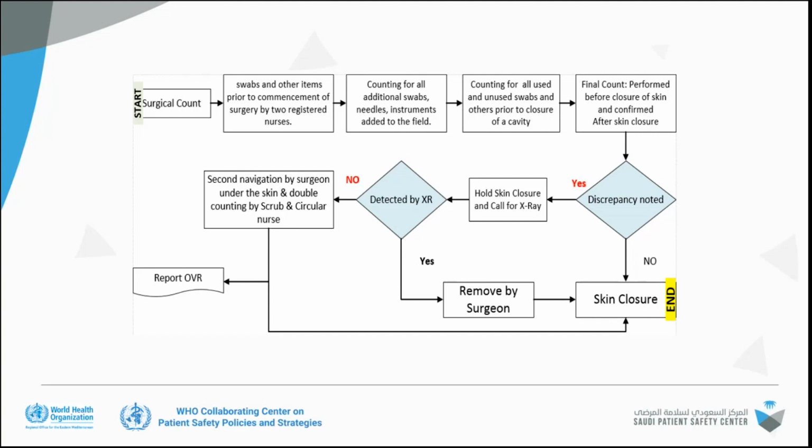The swabs and other items are counted prior to commencement of surgery by 2 registered nurses, counting all additional swabs, needles, and instruments added to the field, counting all used and unused items prior to closure of the cavity. A final count is performed before closure of skin and confirmed after skin closure. If a discrepancy is noted in any of these steps, we will hold the skin closure and call for an X-ray. Is it detected by X-ray or not? If yes, it will be removed by the surgeon and then skin closure. If not, a second navigation by the surgeon under the skin and double counting by the scrub and circulating nurse. If it is found or not, there will be a skin closure and reporting of this incident.